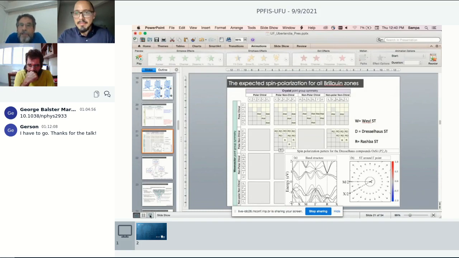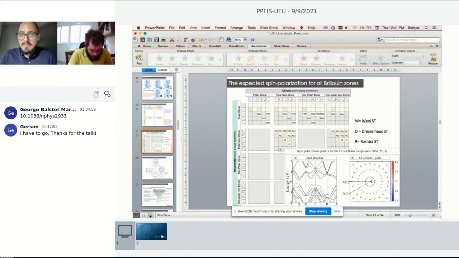Well, I think... okay, George is unprotected. If you break time reversal and inversion symmetry, you get a Weyl semimetal, and then the nodes will slide to different places in the Brillouin zone. So that is my... yeah, I think so. I think you're right, George.